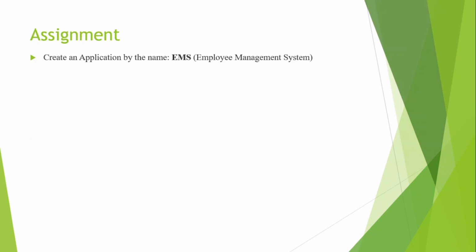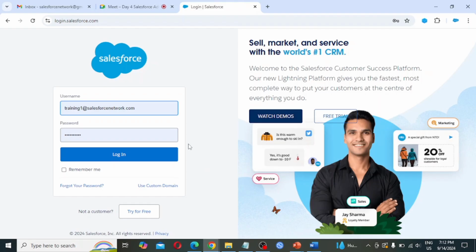So we are going to do an assignment: creating an application by the name Employee Management System. To log in to our Salesforce account, in the URL we have to provide login.salesforce.com. Then in the username we provide our username, followed by the password, and click on Login.